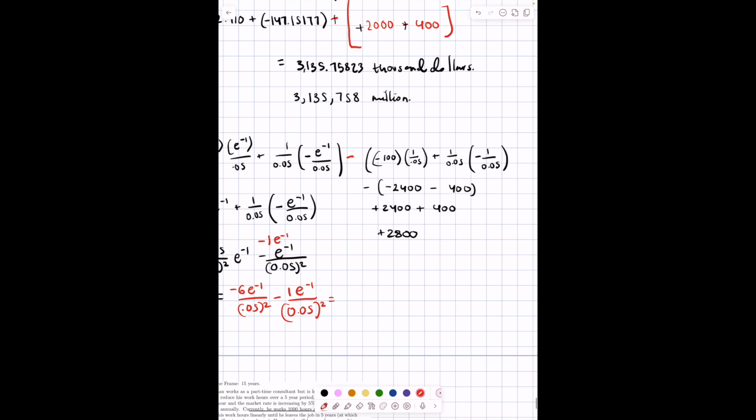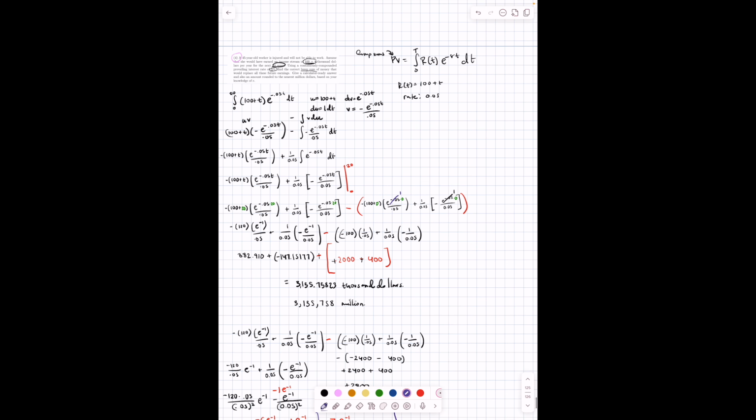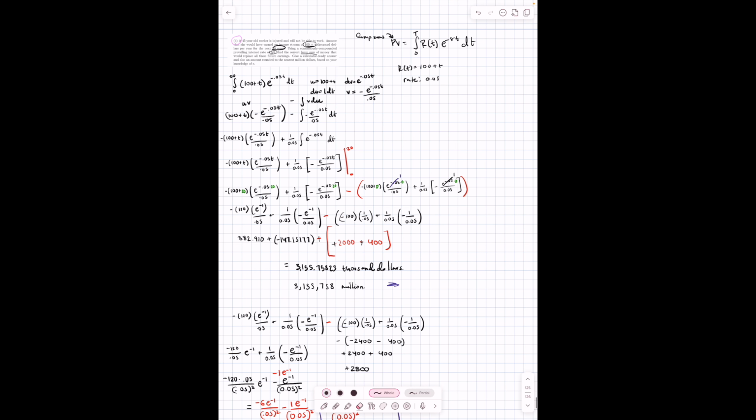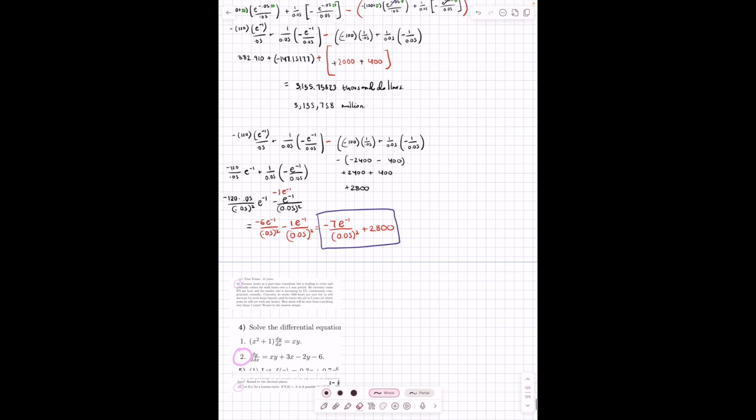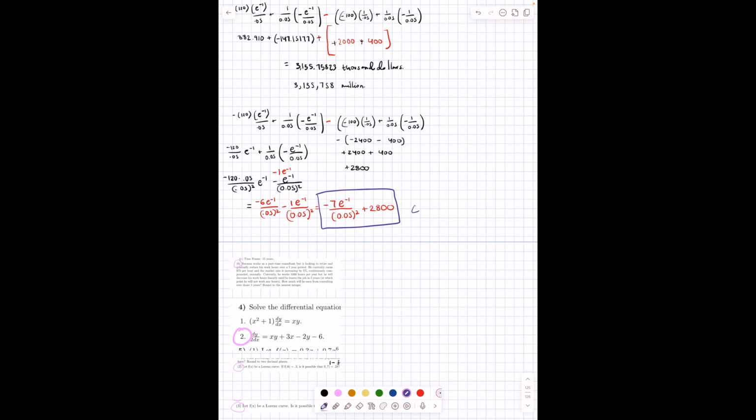So I get negative 7 e to the negative 1 over 0.05 squared plus 2,800. This is the answer. So yeah, this is the calculator rounded version, and then this is the hand simplified version.